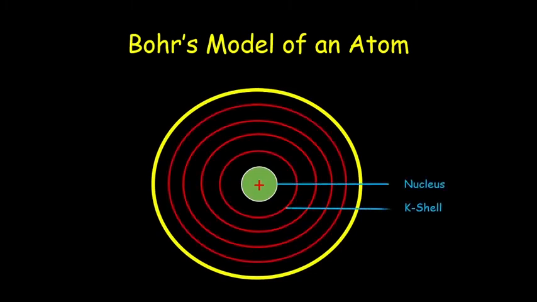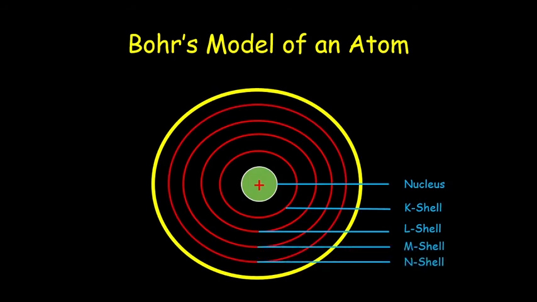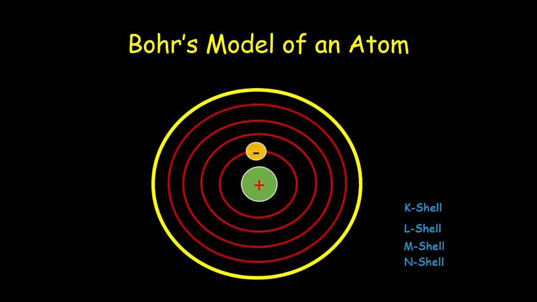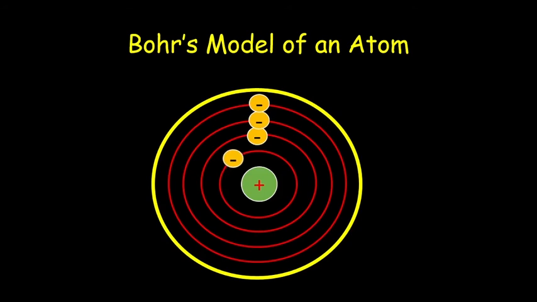The nucleus is surrounded by negatively charged electrons that revolve in fixed orbits known as shells. These are known as the K shell, the L shell, M shell, N shell, etc. The energy of the electrons in the shells increases progressively from the inner to the outer shells.